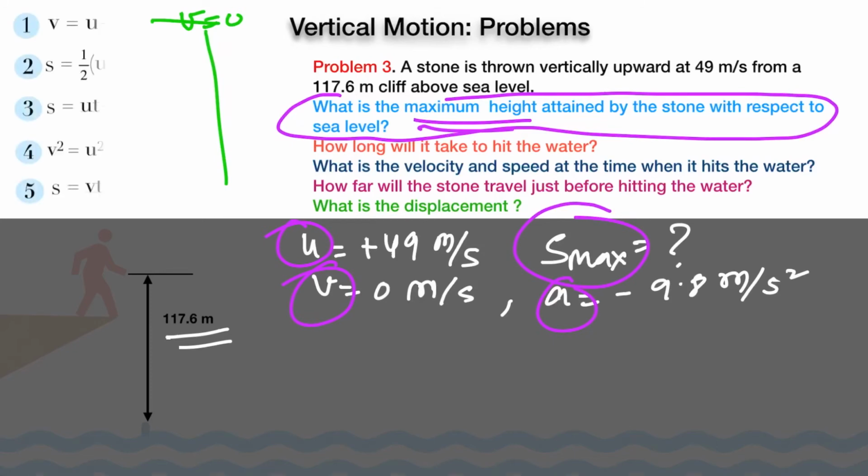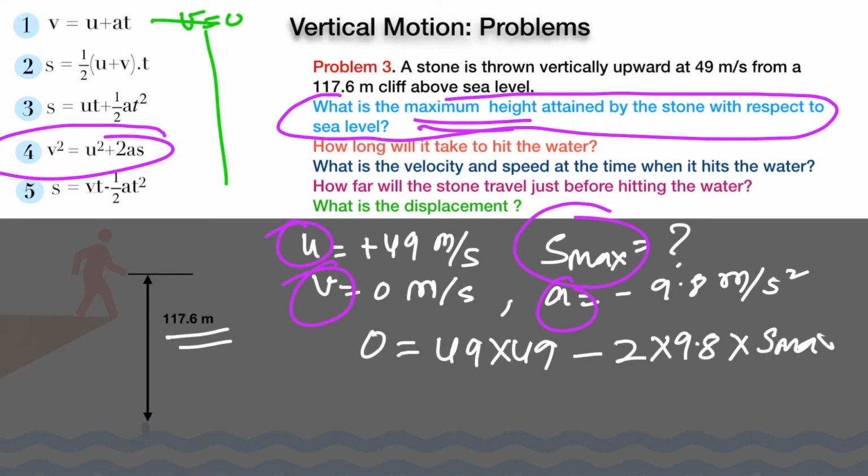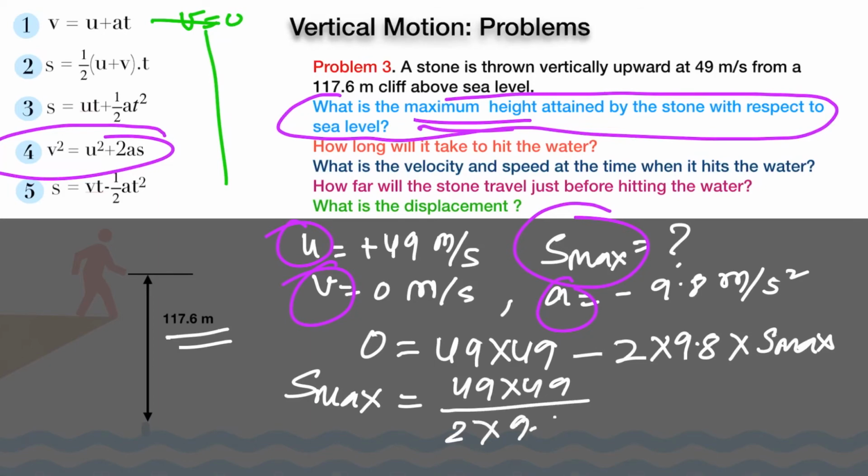Now let's check the motion equations. Which equation is the most suitable? By looking at the variables, we can say our most suitable equation is this. Here v is 0, so v square is 0, u square is 49 into 49, minus 2 into 9.8 into S maximum. So S maximum equals 49 into 49 divided by 2 into 9.8.